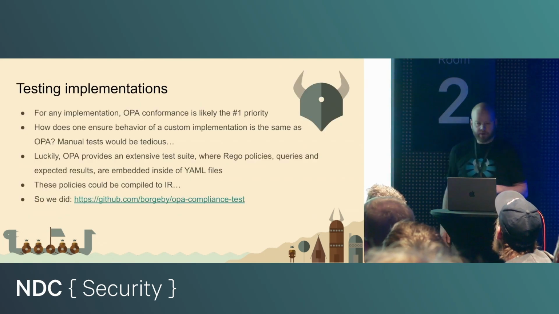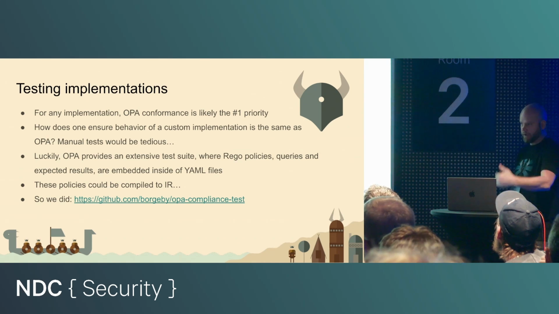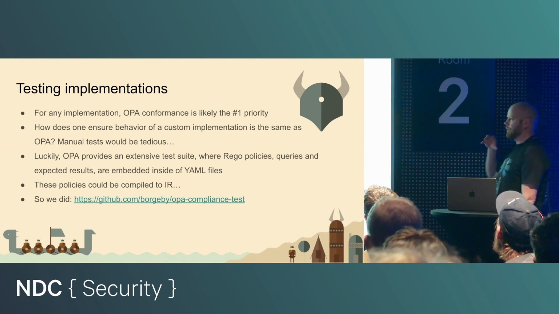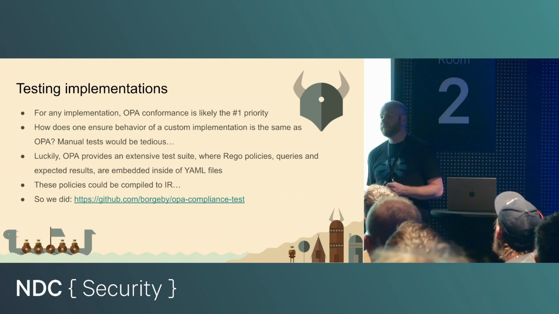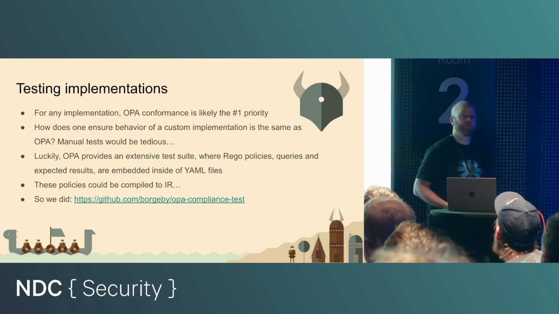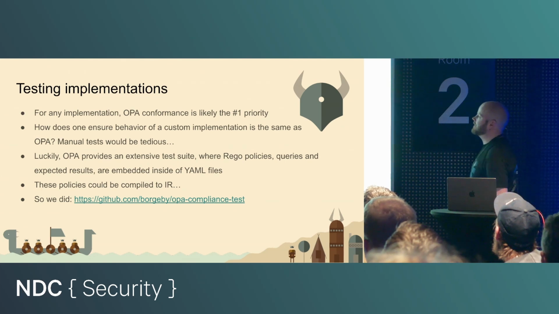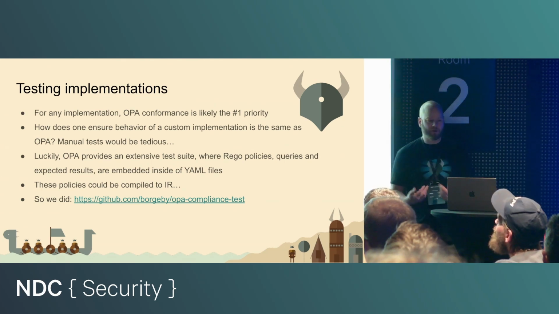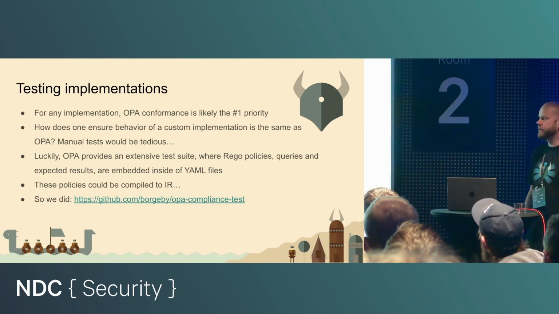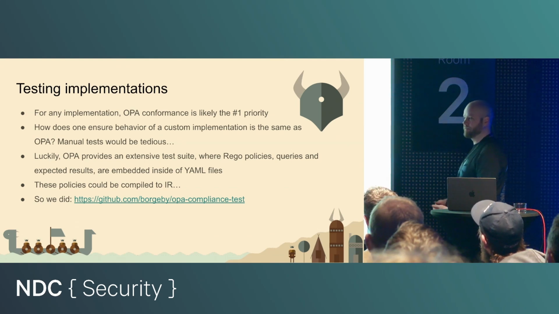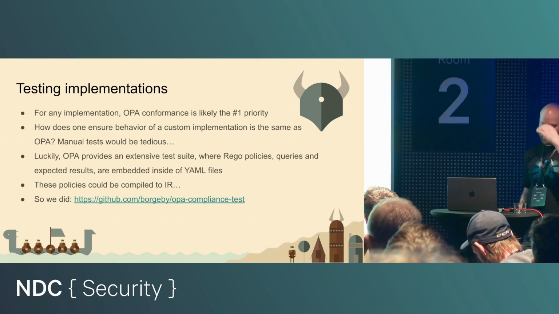So of course, if you are to write your implementation, the first thing you want to ensure is that one policy evaluated in OPA evaluates the same way in your implementation. That's going to be the most crucial thing. If that doesn't hold, performance doesn't matter. If you get a different result in your own implementation than what OPA would provide, it doesn't matter if there's no overhead.